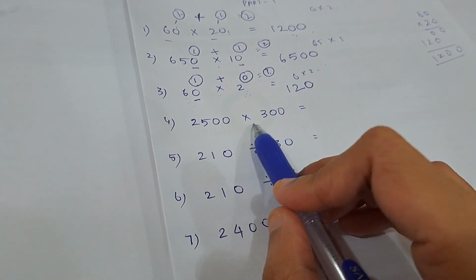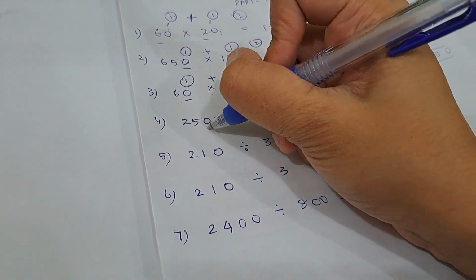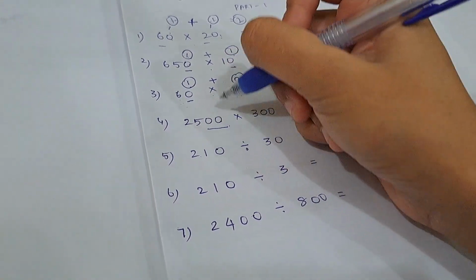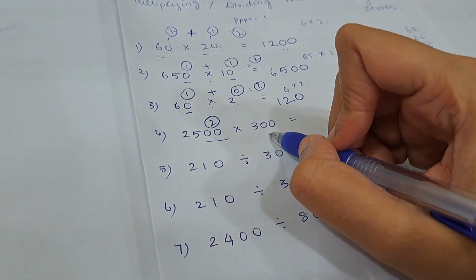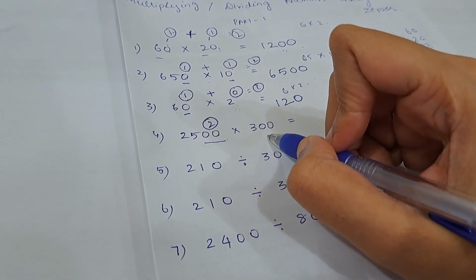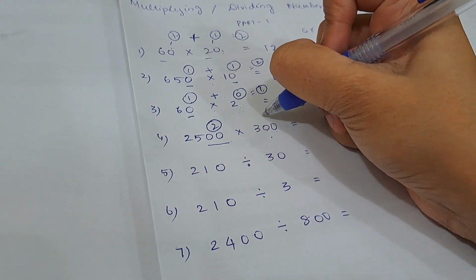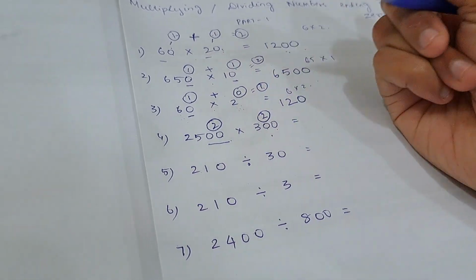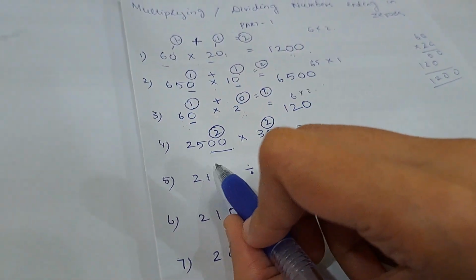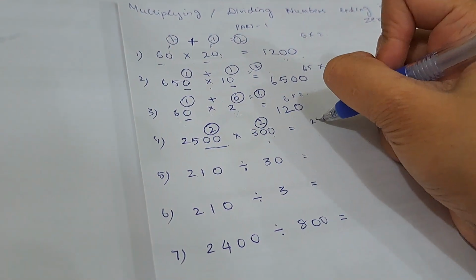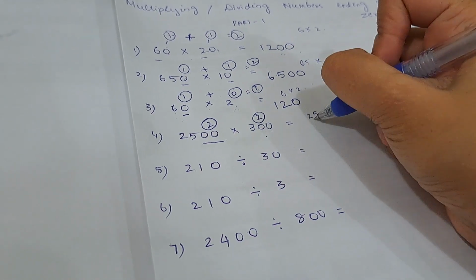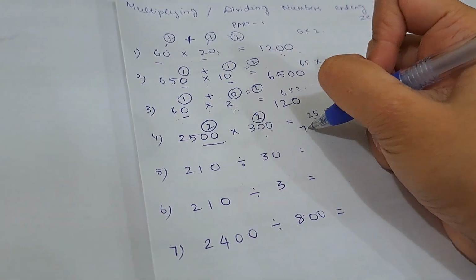2500 multiplied by 300. Count the number of zeros. 1, 2. There are 2 zeros in this number. Count the number of zeros in the next number. 1, 2. There are 2 zeros in this number. Now we have to multiply excluding the zeros. So 25 multiplied by 3. 25 3 times is 75.